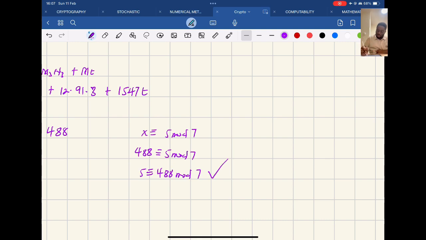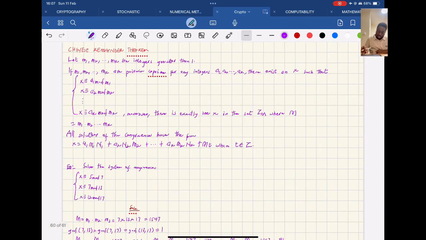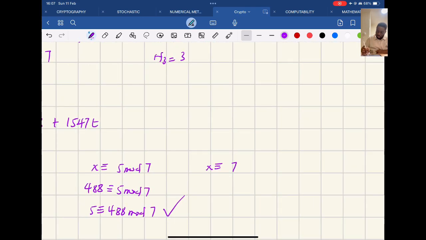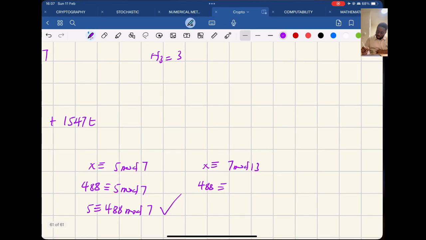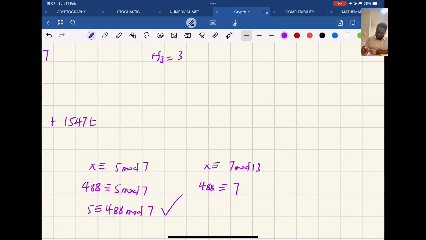You have to do the same thing for the second congruence, which is 7 mod 13. So 488 is congruent to 7 mod 13. If you interchange it, you will see that 488 mod 13 is indeed 7.